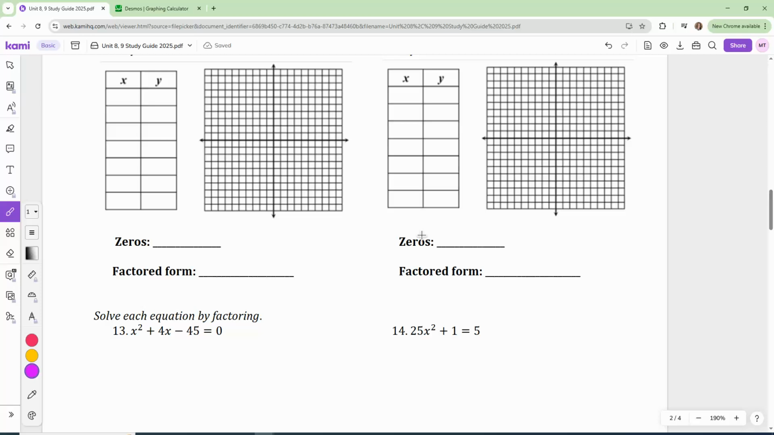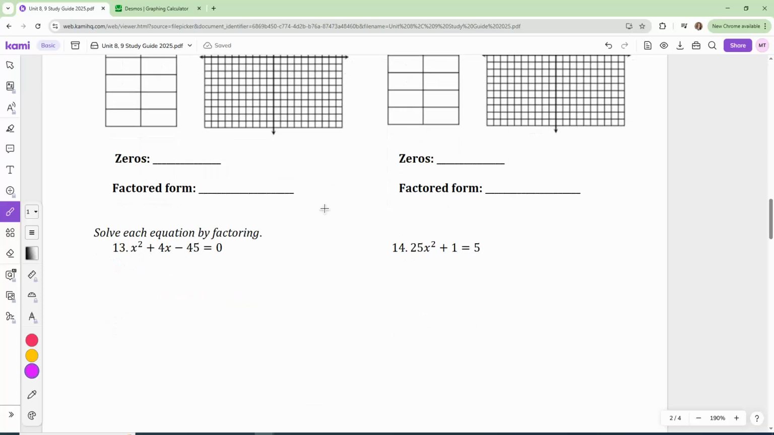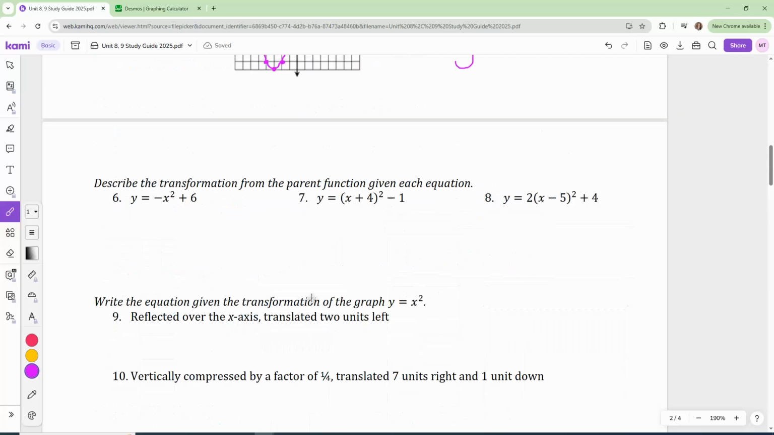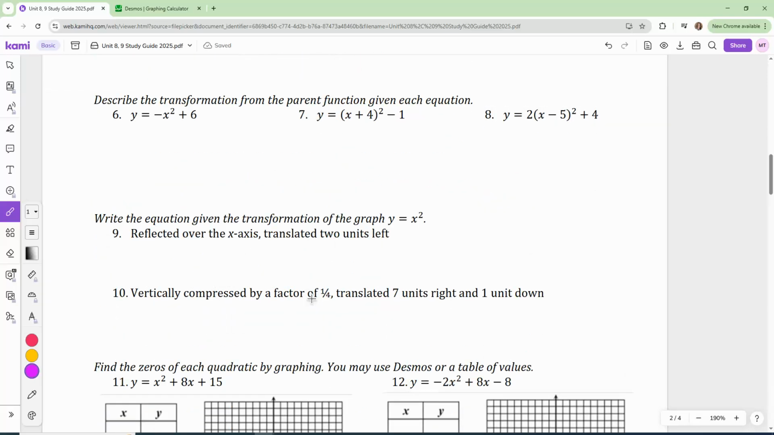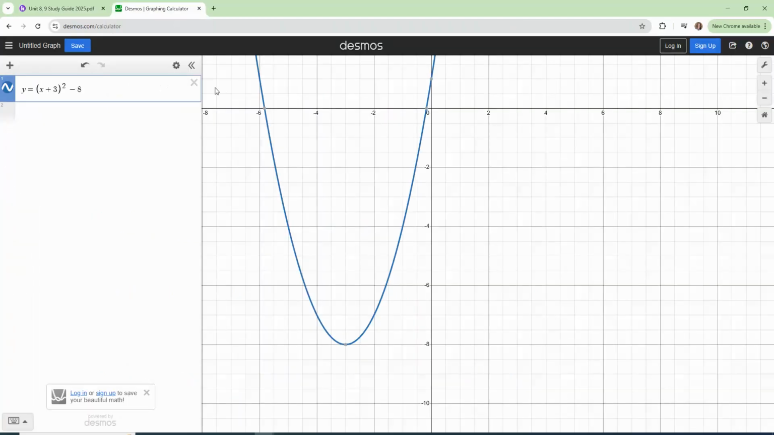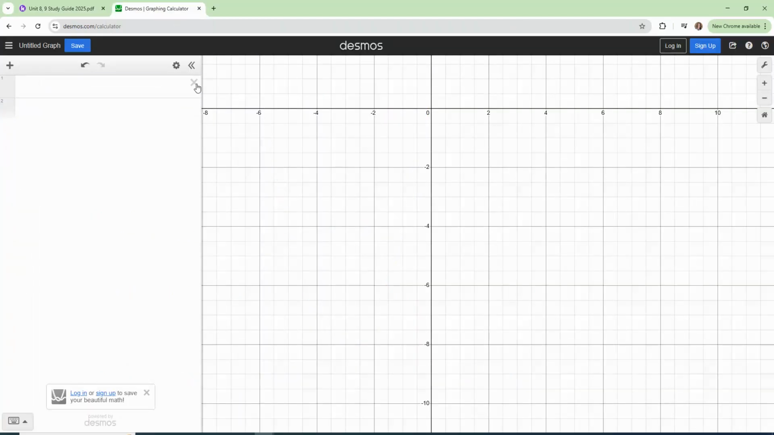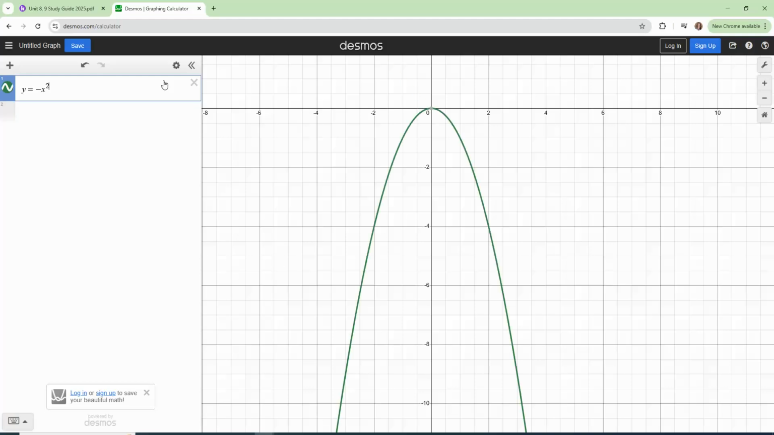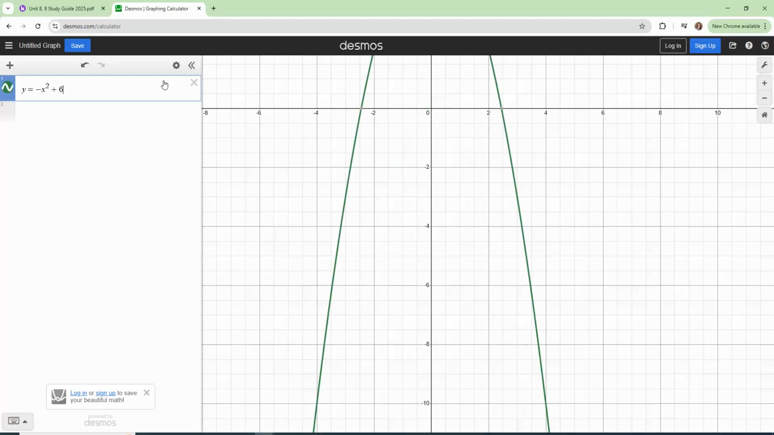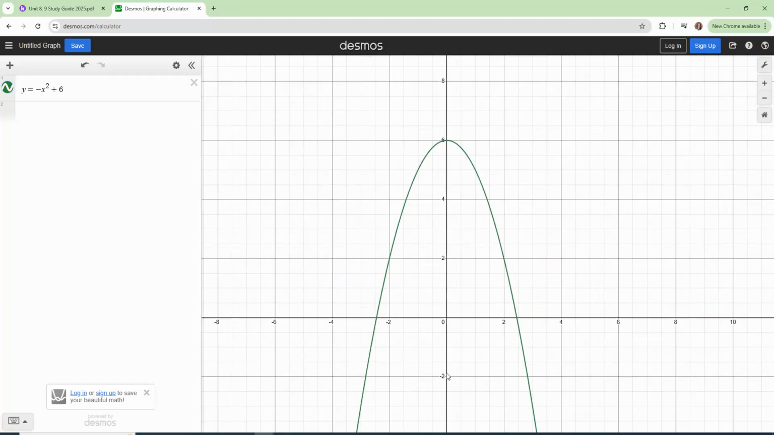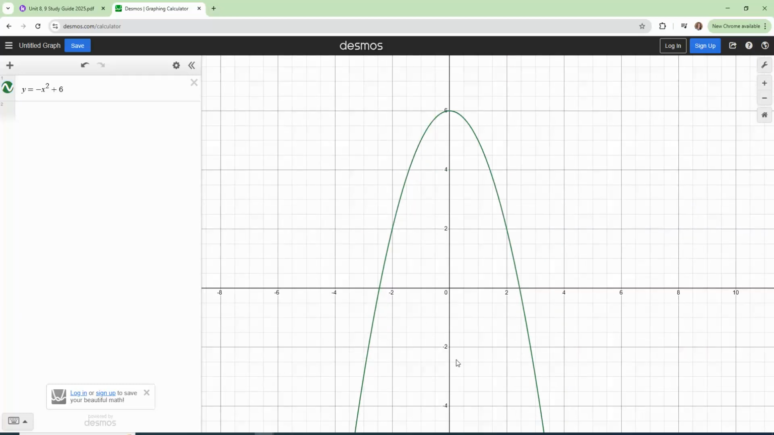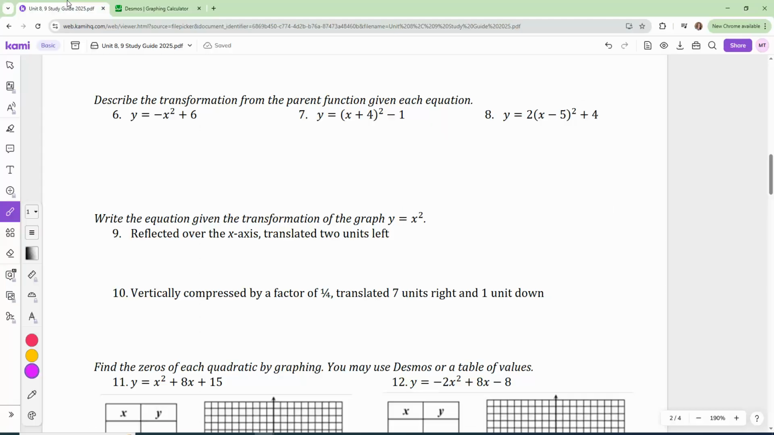Let's go to the next page. I'm going to talk about a couple of those, not all of them. But if I look at these, I want you to tell me the transformation. Now, if you got confused, number 6, maybe you don't remember what that negative does. If you type that in, okay, what does that negative do to my graph? Flips it and made it upside down.